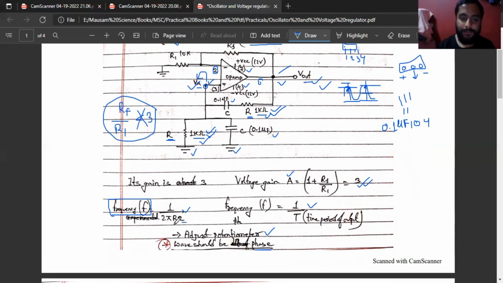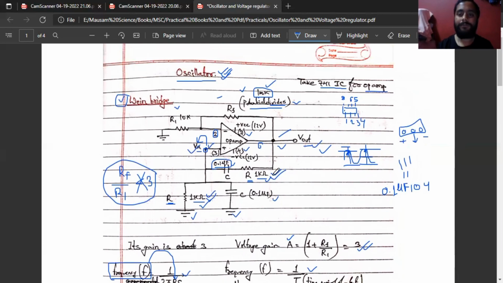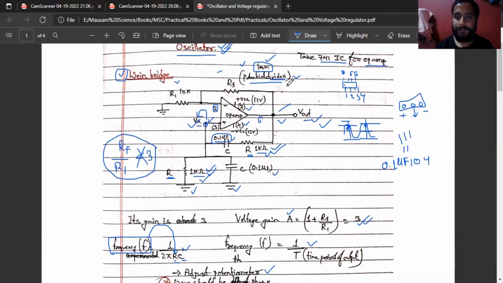Why do we change the value of R? Because the frequency depends upon R, and we don't have such a variety of capacitor values to change. So we usually keep 0.1 microfarad and we change the value of R to change the frequency. If you wish, you may change this capacitor and try once again. What will be the gain? What will be the frequency? This we need to study with the help of this oscillator. For this we need a 741 IC.